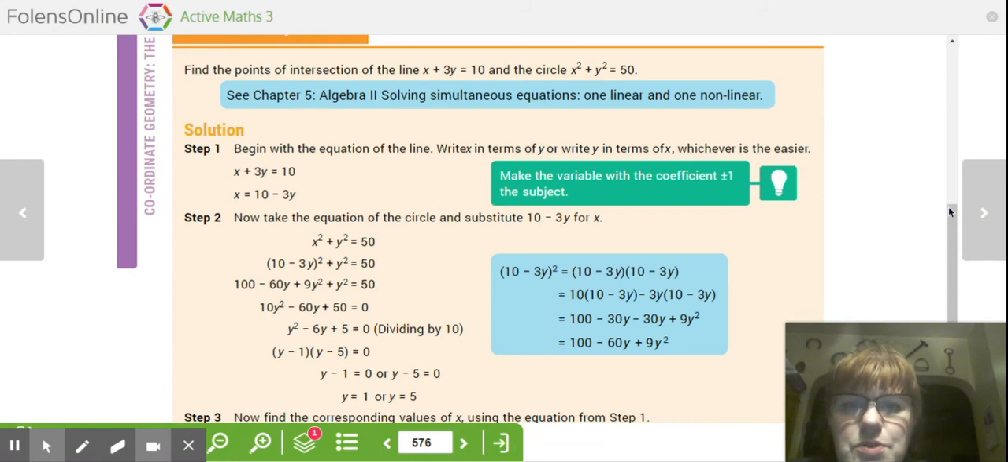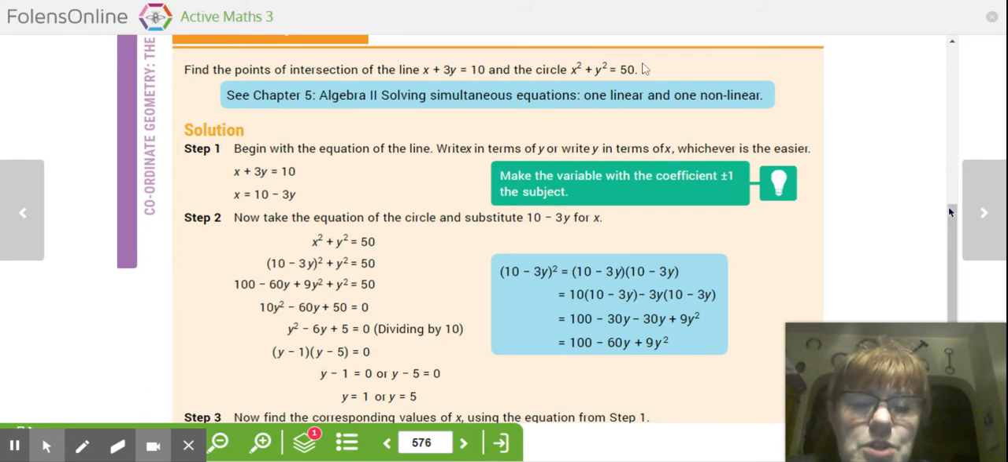And in those ones, you have to look at this and rearrange it. In this case, we're going to rearrange it to get x equals. I choose x equals because there's no coefficient on the x. The coefficient is an invisible 1, so I can rearrange this to be 10, bring my 3y over, and minus 3y. So that means, as you can see here, x is equal to 10 minus 3y.